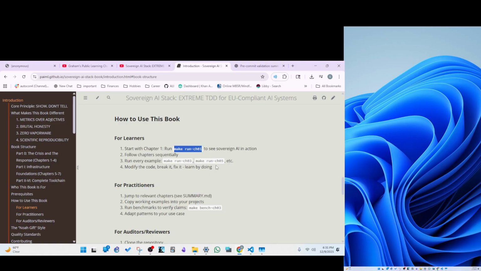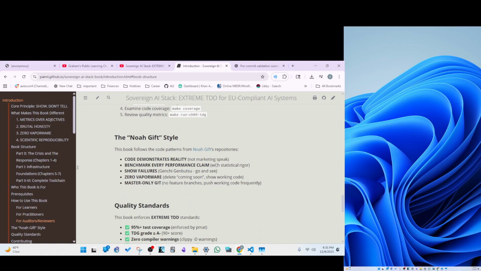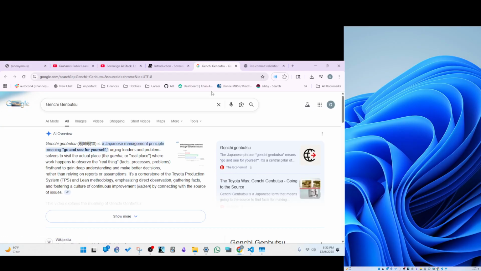All right. So the Noah GIF style, and I've talked about Noah GIF a lot on this channel. Everything he says here I'm going to be agreeing with. So this book follows the code patterns from Noah GIF's repositories. Code demonstrates reality, not marketing speak. Benchmark every performance claim with statistical rigor. Show failures. So go and see. I think this is another Japanese word for go and see for yourself.